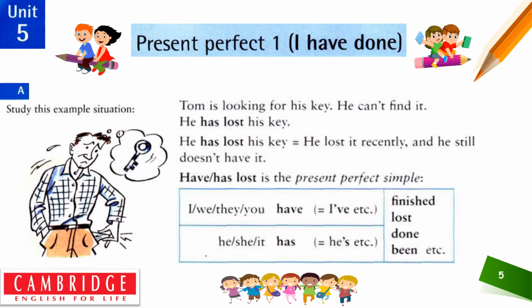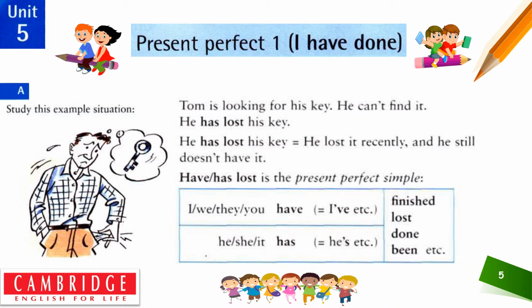As I have previously told you, intermediate helps you to use the grammar in situation. So, according to the situation, how you can use the grammatical knowledge effectively. That is why all the lessons are completely based on situational studies. For example, study this example situation. Tom is looking for his key. He can't find it. He has lost his key. He has lost his key means he lost it recently and he still does not have it.